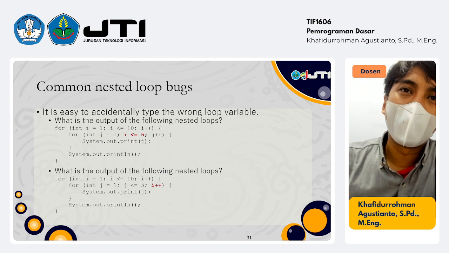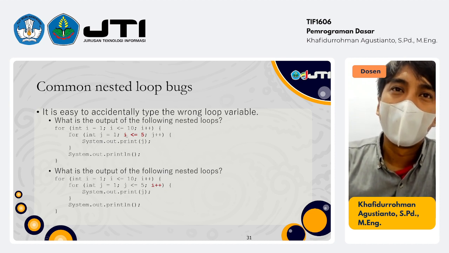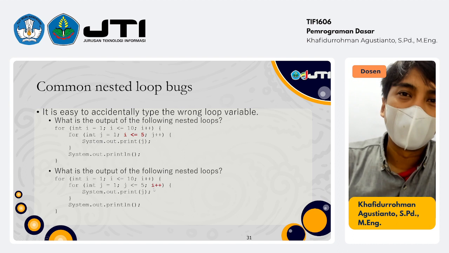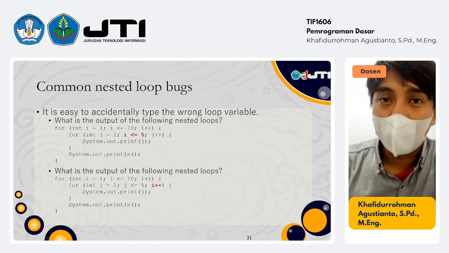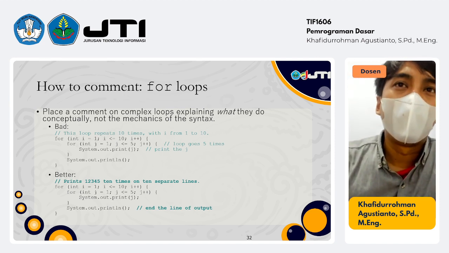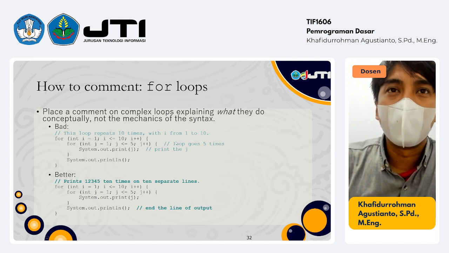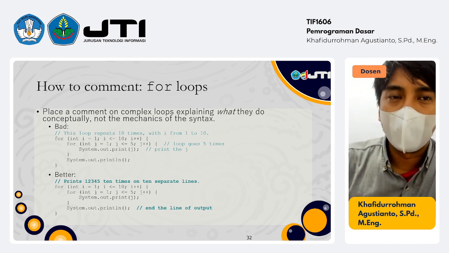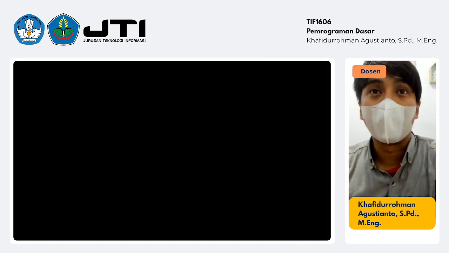The problem is that the first code uses e; it should use j. In the second, it should be j plus plus, not e plus plus. How to comment for loops? You can use the double slash to make a comment. It is usual in Java programming, I think.